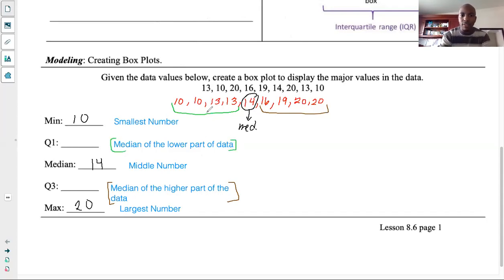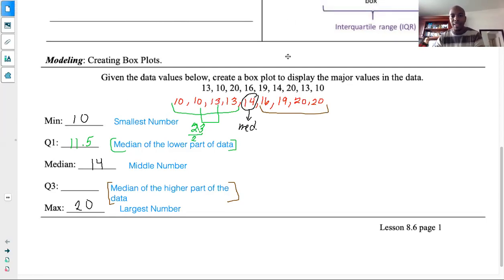Now, what is the median of the lower half? If you notice, there are 4 numbers here, right? 1, 2, 3, 4. As we did before, we need to take the 2 that are in the middle, which is 10 and 13, and we're going to use 10 and 13 to figure out the median of these two. The same way we did it before, we're going to add 10 plus 13. We know 10 plus 13 is 23. Sorry, it's glitching a little bit on here. That is 23, and we need to divide that by 2, right? 23 divided by 2 is going to give us 11.5. That is our median of the lower part of the data.